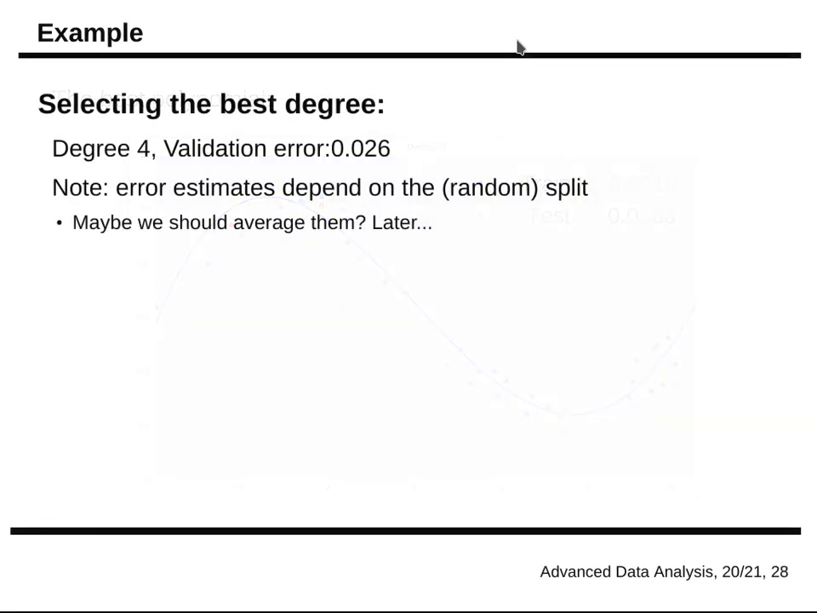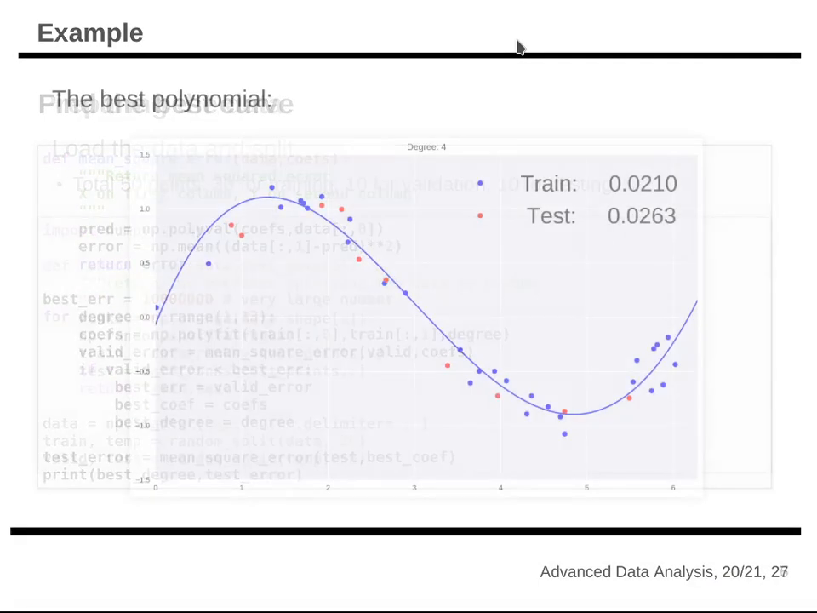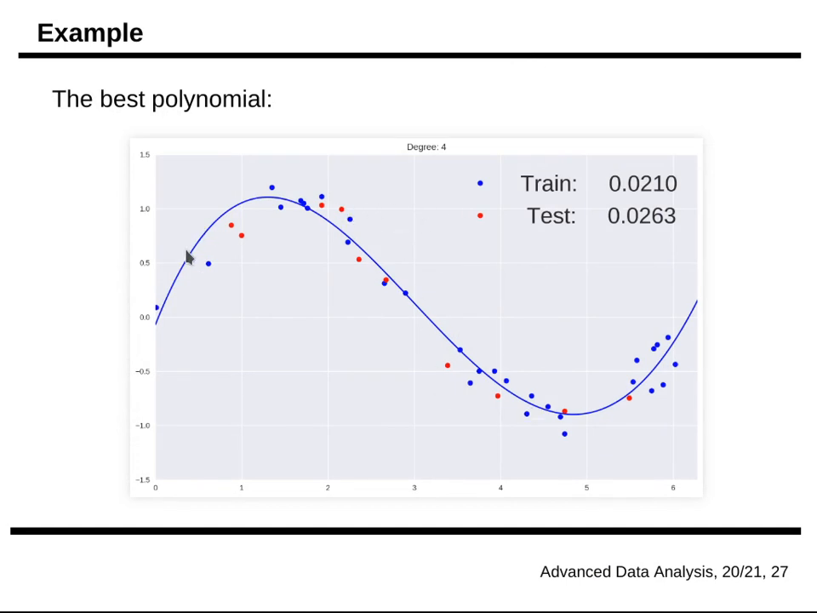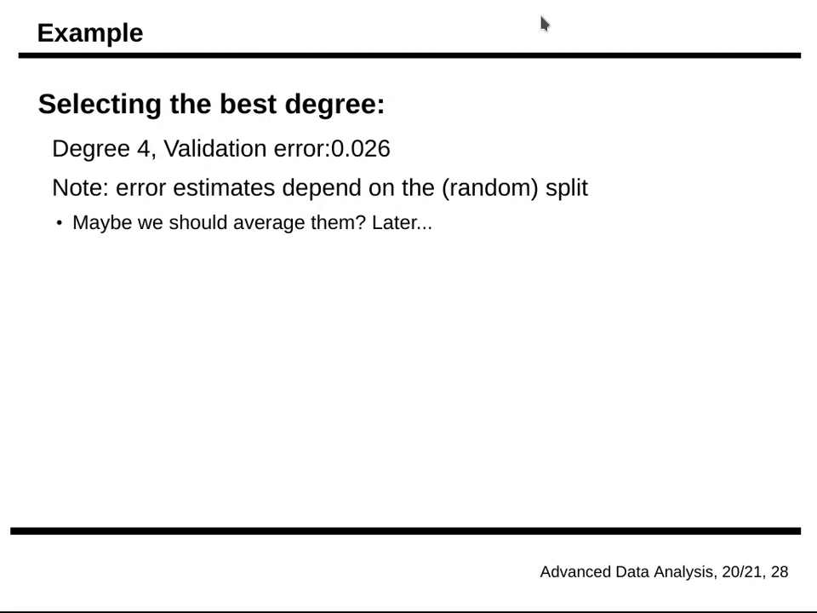But note that this estimate depends on the random split. So if the different points here end up in training, in validation or test, I did not represent validation points here, but if the split is different, then the curve will be different and also the measured errors will be different. So you can try this. If you try running this several times, it will give different results. So this gives us an intuition that maybe we should average different runs like this. And this is the basic idea behind cross-validation, which we'll see in the next lecture.